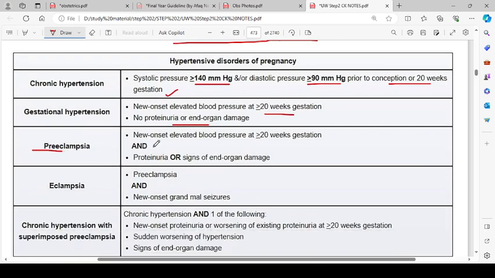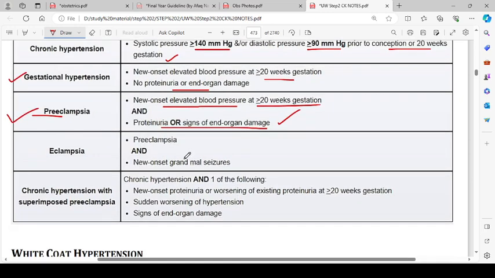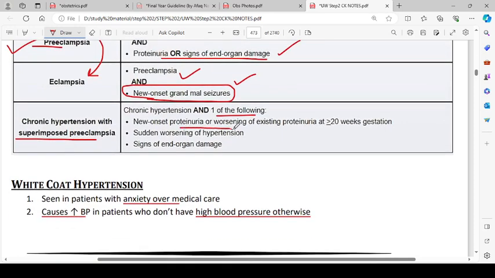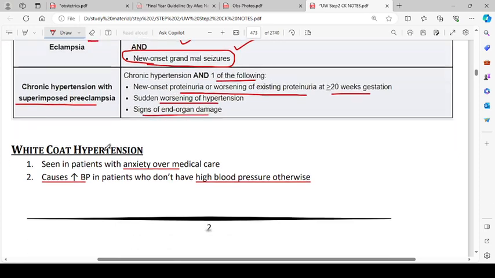In preeclampsia, there is new onset elevated blood pressure after 20 weeks of gestation and proteinuria or signs of end organ damage. So the difference between gestational hypertension and preeclampsia is the proteinuria and signs of end organ damage. What makes eclampsia is the new onset grand mal seizures. So eclampsia is preeclampsia and new onset grand mal seizures. Chronic hypertension will be superimposed preeclampsia if one of the following: new onset proteinuria or worsening existing proteinuria at more than 20 weeks of gestation, sudden worsening hypertension, and signs of end organ damage.